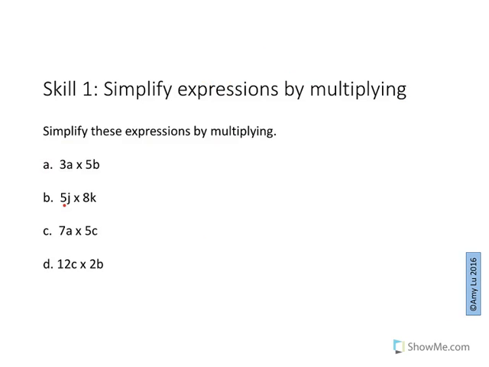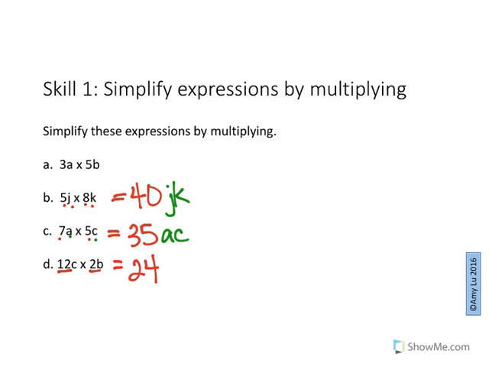So let's try this. In B, all you have to do is 5 times 8, which makes 40. Then our variables are j and k, so you just write 40jk. In C, you have 7 times 5, which makes 35. And then you have to multiply A and C. Then you have 12 times 2, which makes 24, times C times B.